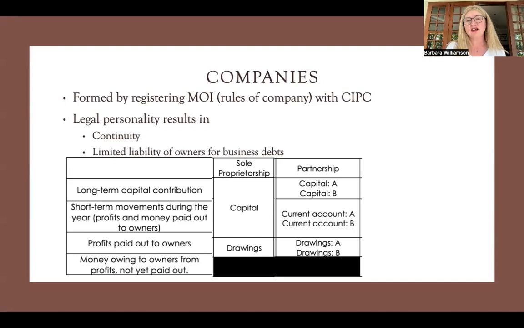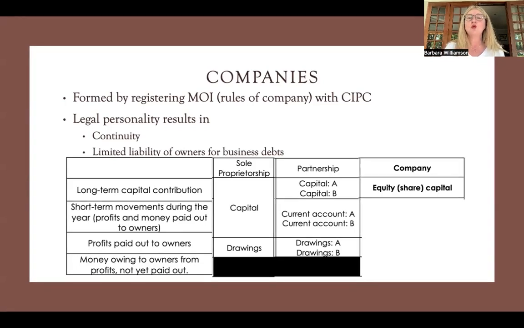So the current account for a partnership simply represented the short-term activities within a particular year. For a company, we're going to do exactly the same thing. We're going to separate the long term and the short term. However, because you might have 1 million shareholders or more, we don't want to put it all in separate little accounts for each shareholder. That would just be ridiculous. So we have one equity capital or share capital account.